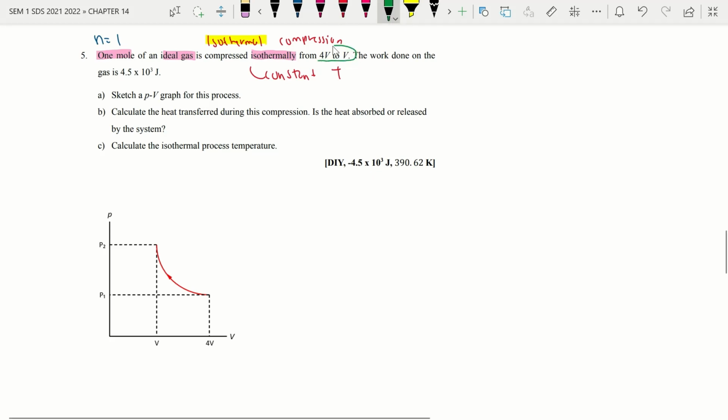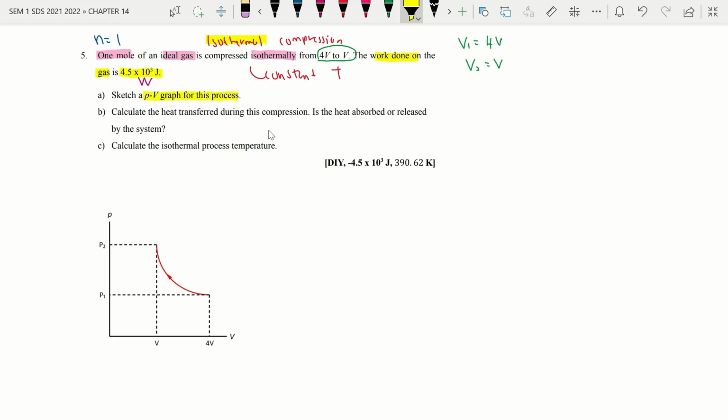The volume goes from 4V to V. The initial volume is 4V and the final volume is V. And the work done on the gas is 4.5 times 10 to the power of 3 joule. So this is the work done. The first question asks us to sketch a PV graph for this process.